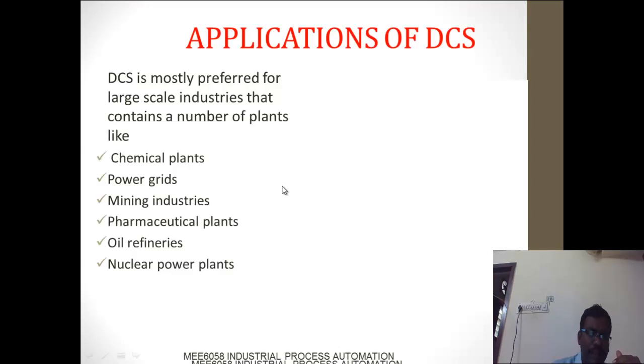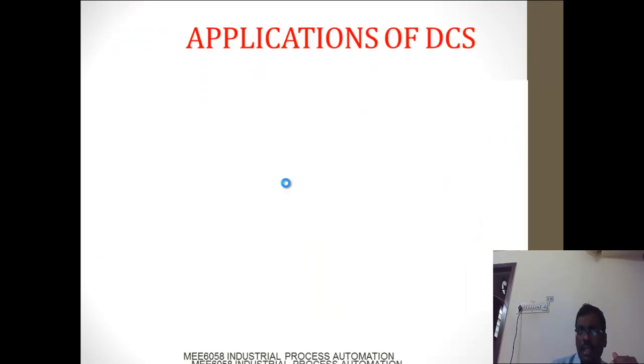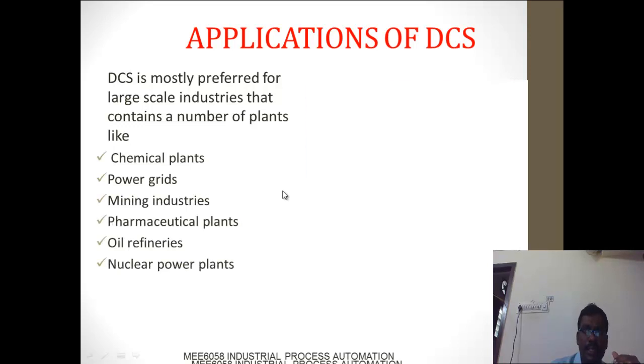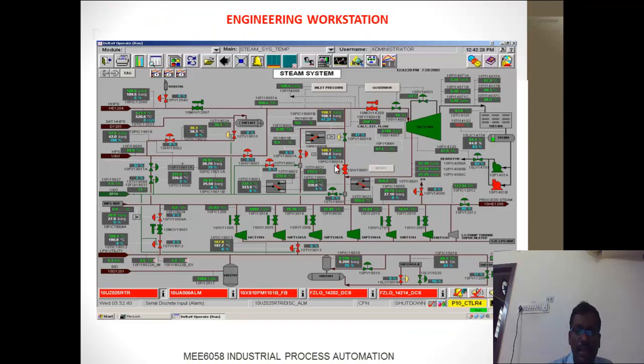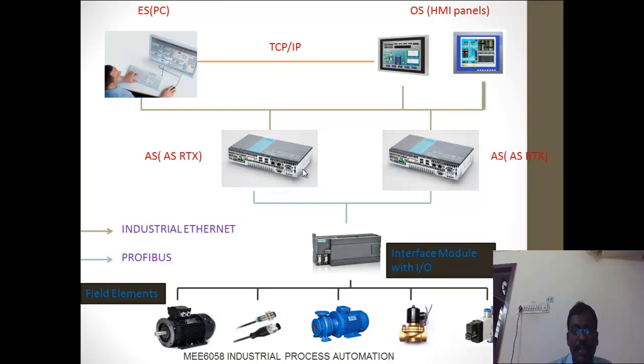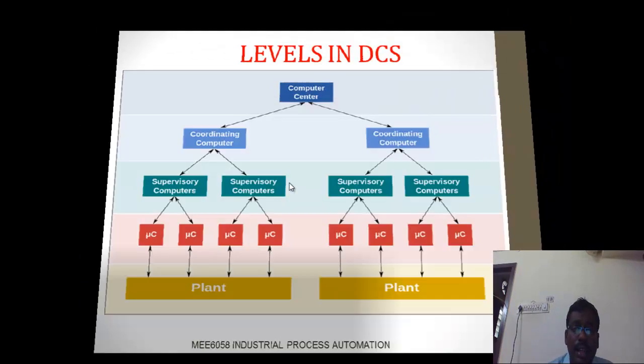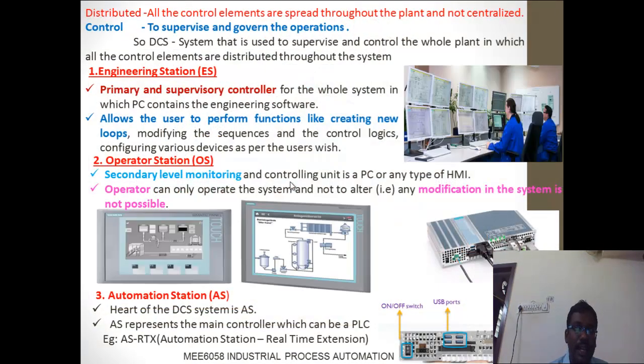So far we have seen the localized process and the distributed process. In the localized process, we saw centralized and decentralized control systems. In the distributed process, we saw the local area network stations and the remote control systems. We have seen the control panels, the functional features of DCS, the functional architecture of DCS, and where we use DCS. We have seen the operator station buttons, the ES and OS panels with respect to Industry 3.9 and Profibus, and the levels in DCS, which is most important. And we have seen the engineering station, operation station, and automation systems. Thank you.